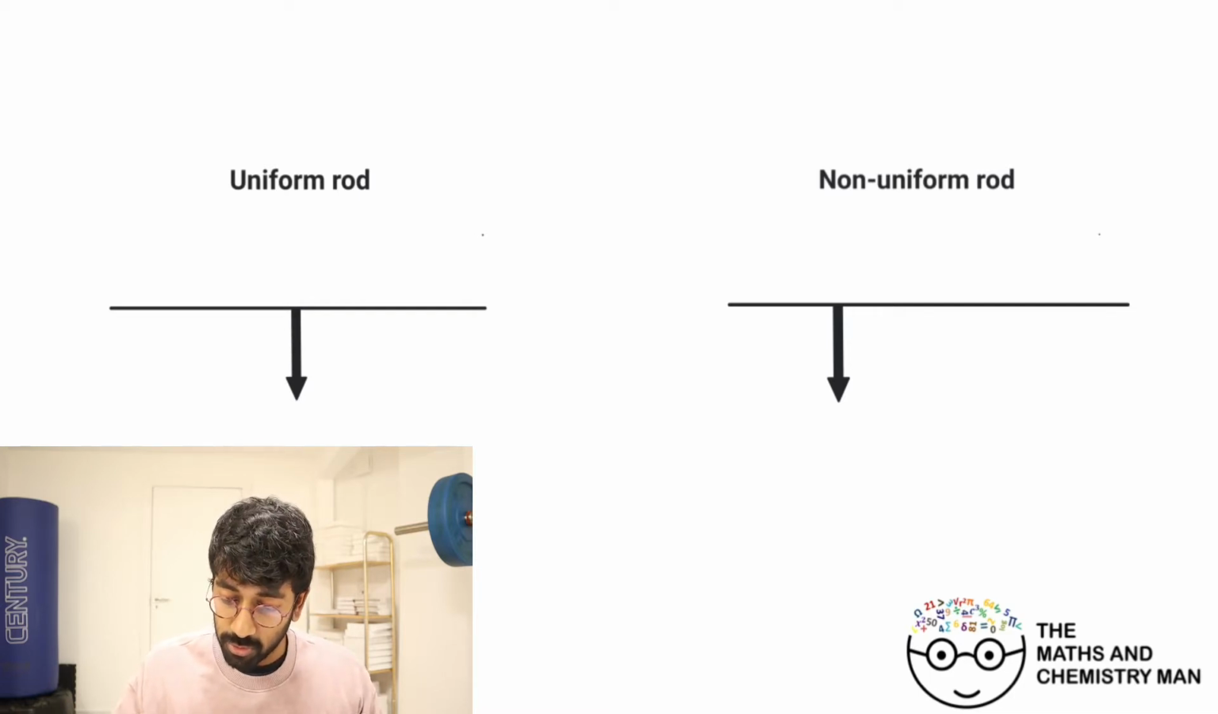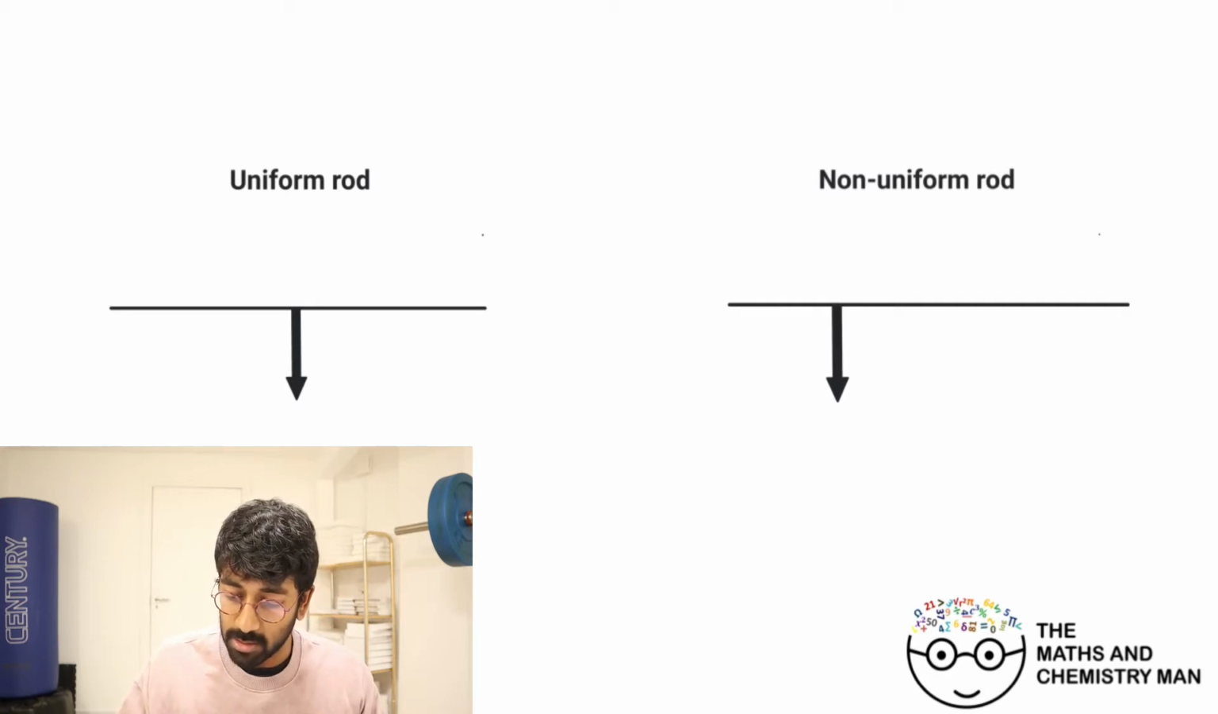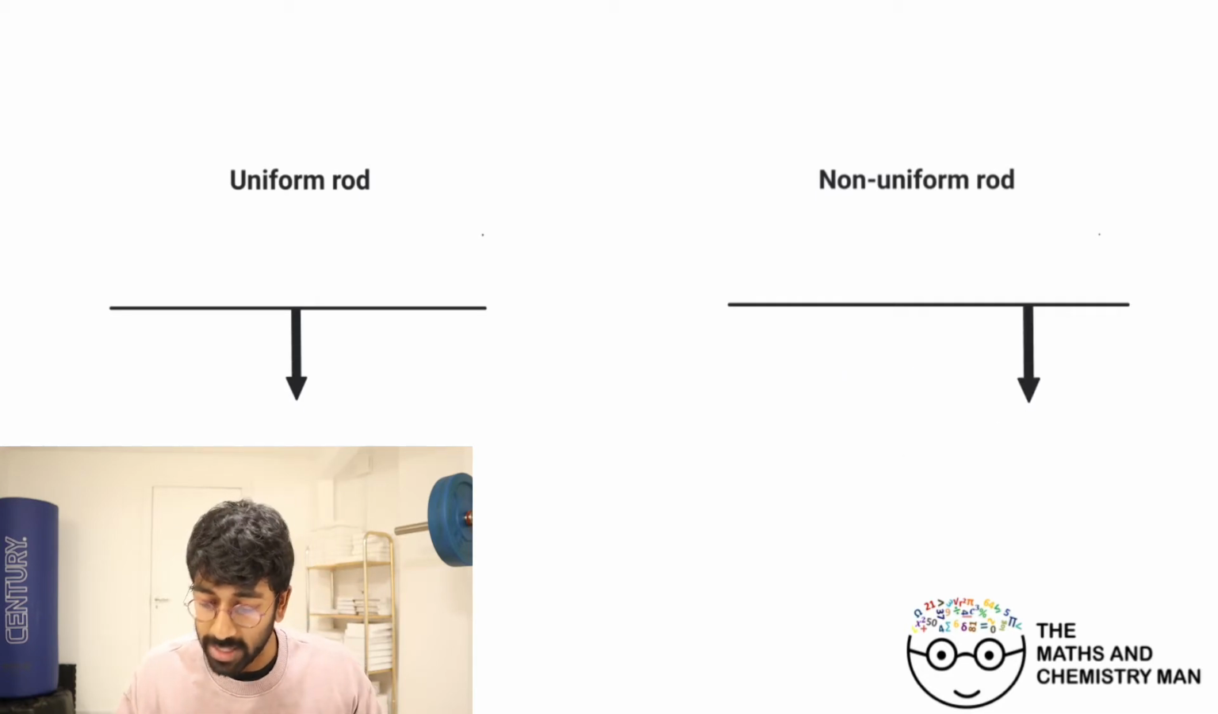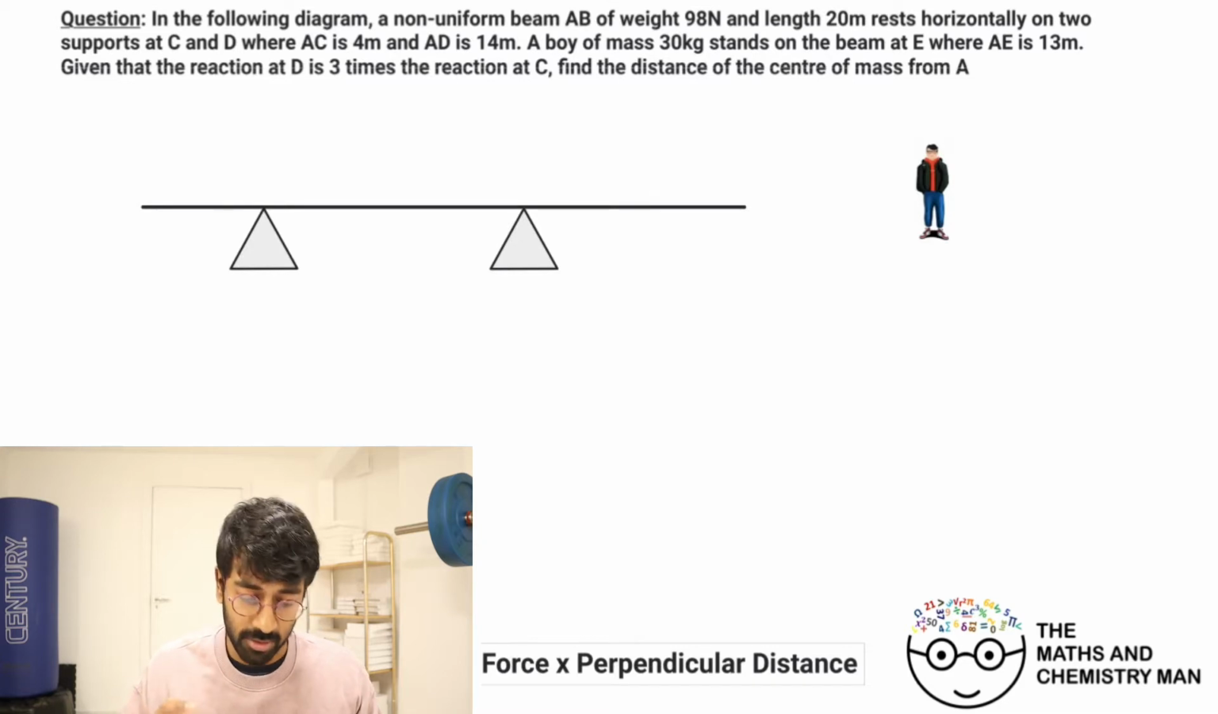And a non-uniform rod, we've got the center of mass, and this is clearly not at the midpoint of the rod. So that's what makes a rod non-uniform. So we've got maybe the weight acting over here, or maybe over here. The point is that it's not acting at the middle. So make sure you write it down now, and then we can get cracking.